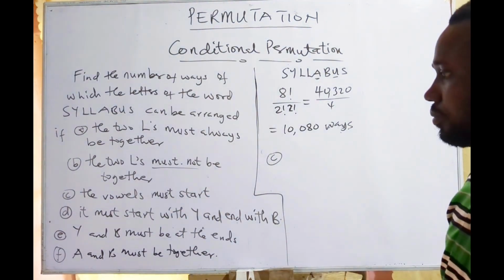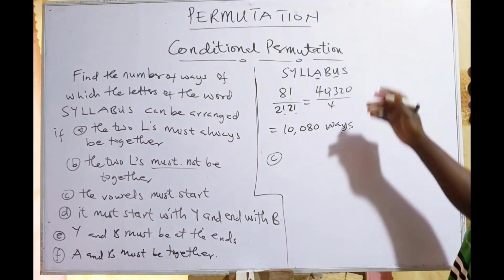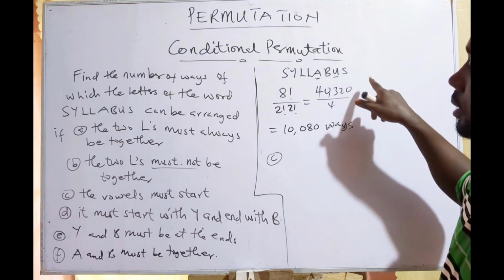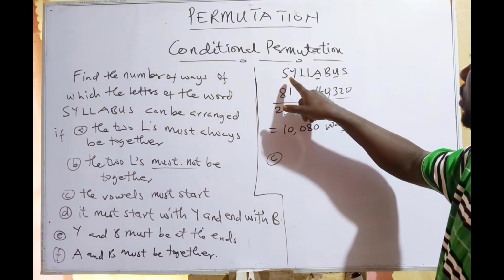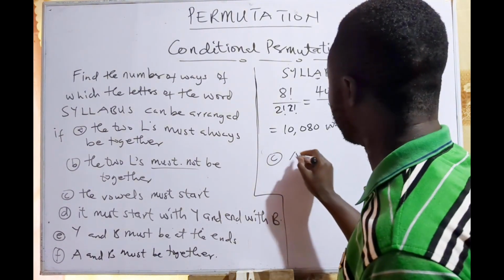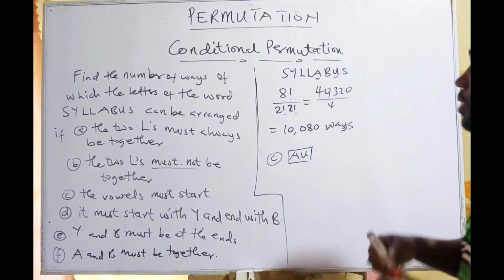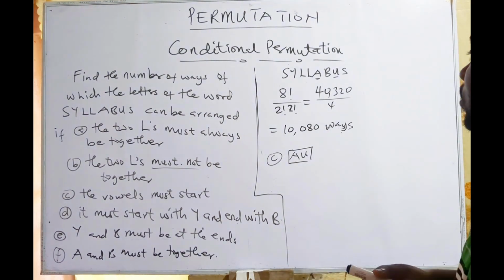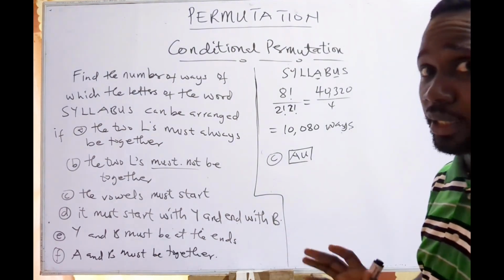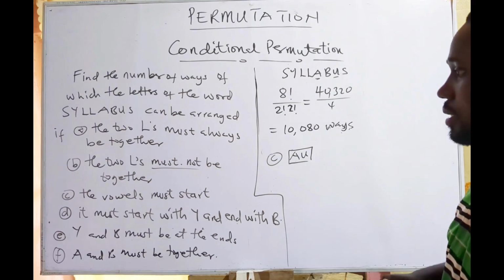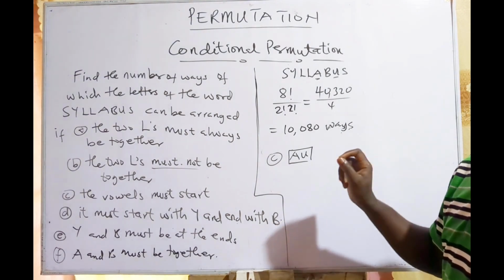So let's look at the C. It said the vowels must start. So what we are going to do is look at the word syllabus and find the letters that are vowels. S-Y-L-L-A-B-U: A is a vowel, and then U. A and U. There are some people who consider Y also as a vowel, but we consider only the A and the U. He said that in the arrangement, the vowels must start. So the two vowels must start.